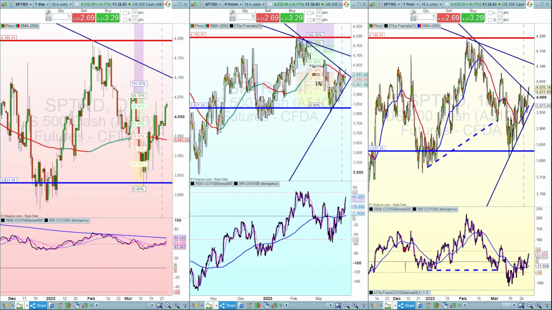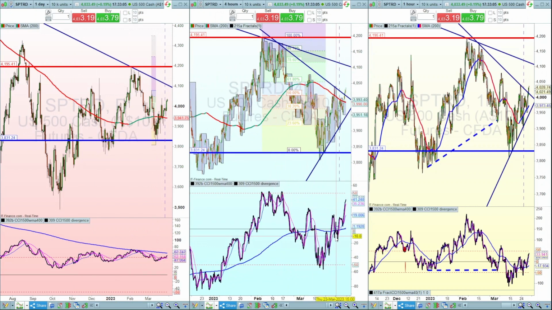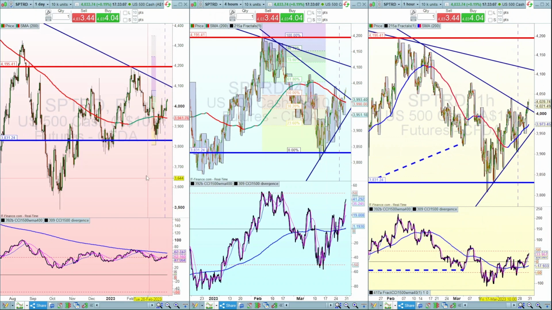Today's March 30, 2023. This is the S&P 500 update. We've got the three timelines here, the daily, the 4 hourly and the hourly. And you can see here on the daily, we're still in a bearish momentum, according to the CCI 1500 with its moving average 400. But on the 4 hourly, we've broken to the upside in a bullish movement. And likewise on the hourly. I'll drill down to each of these and just get a bit clearer picture.